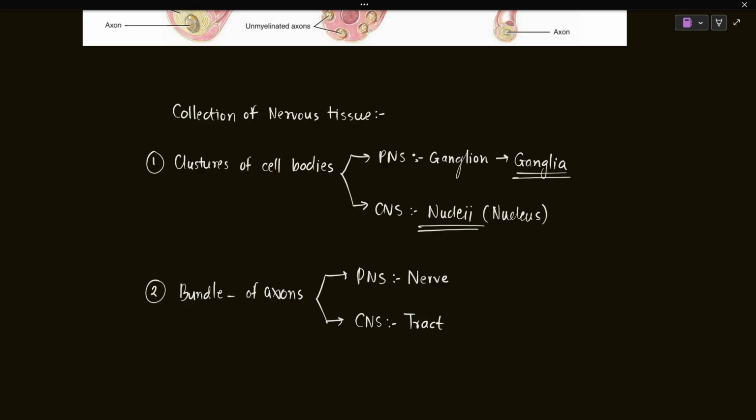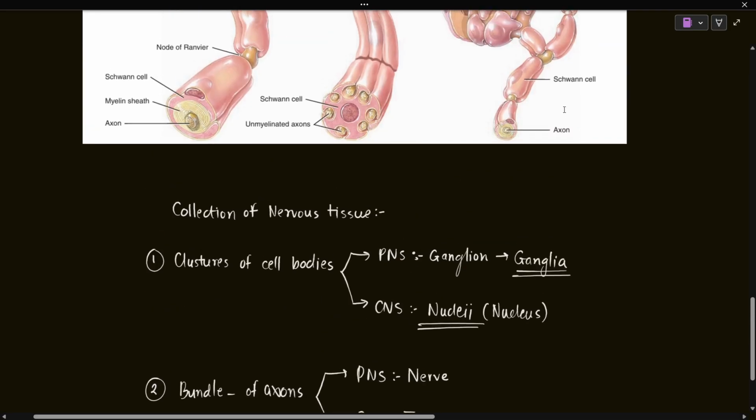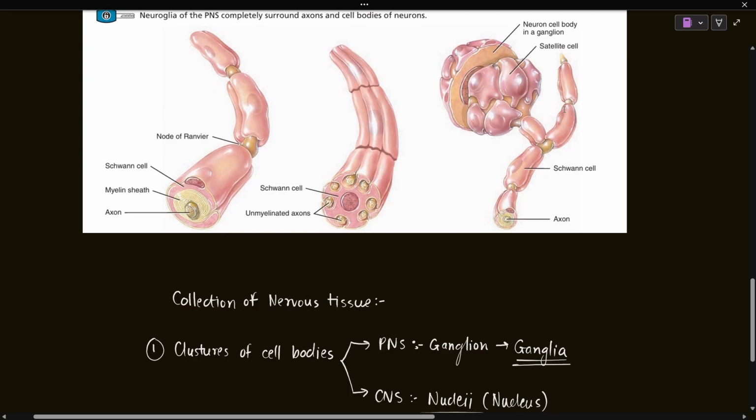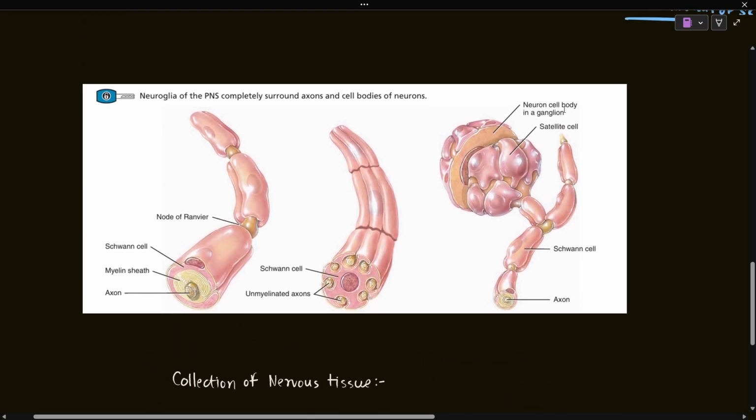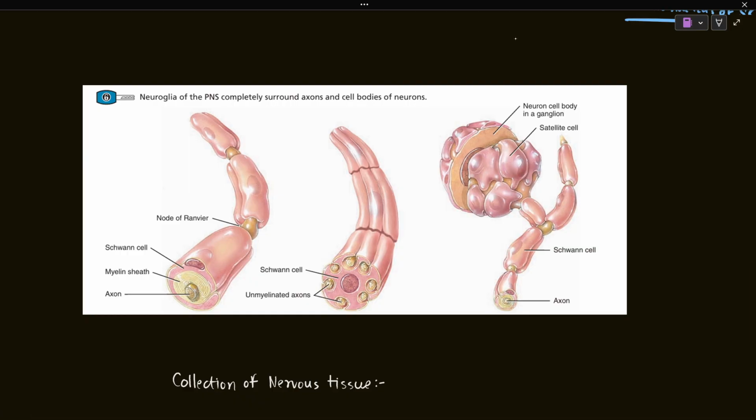From the brain and the spinal cord, there arise some bundles of axons which we call nerves. The bundles arising from the brain are known as cranial nerves, while the bundles arising from the spinal cord are known as spinal nerves. I hope those terms are very clear to you all. Now, in the ganglia, the cluster of cell bodies is covered by a neuroglial cell for the purpose of providing protection and support to that cell body cluster. That neuroglial cell is known as the satellite cell.